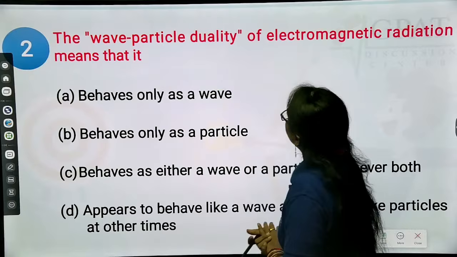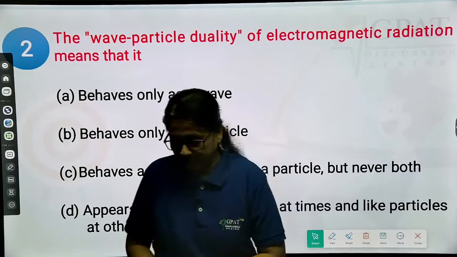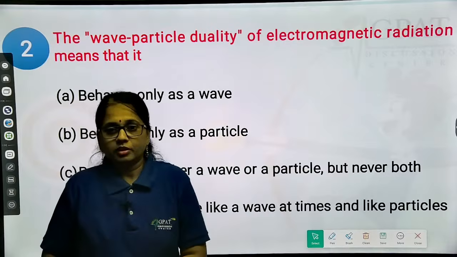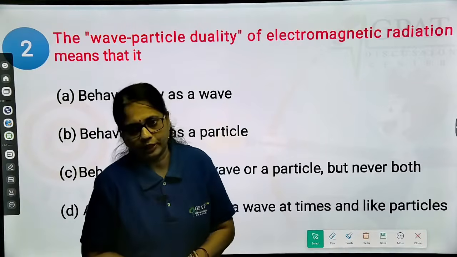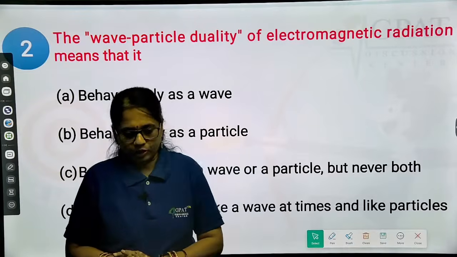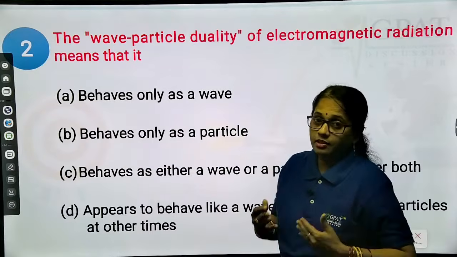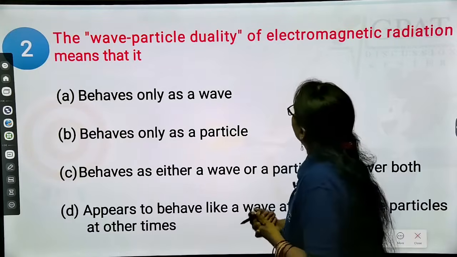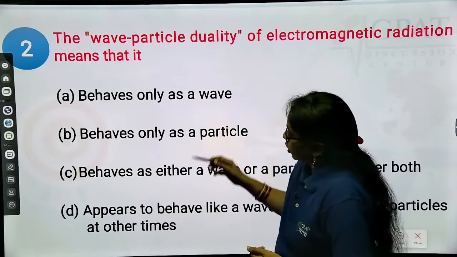Next, the wave particle duality of electromagnetic radiation. We know that electromagnetic radiation possesses both an electrical property as well as a magnetic property. It has a certain wavelength, energy and frequency, right? So wave particle duality means the characteristics that electromagnetic radiation is going to possess. What does it actually mean? Let us see the options.